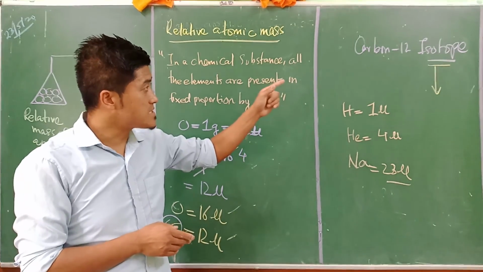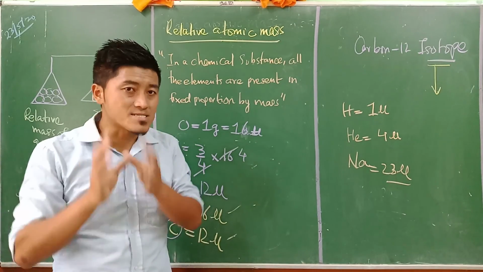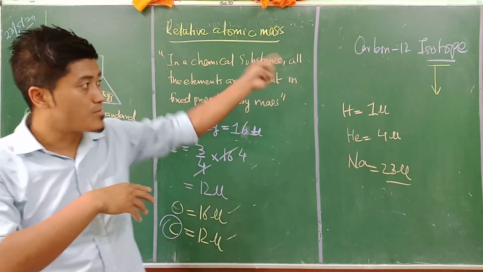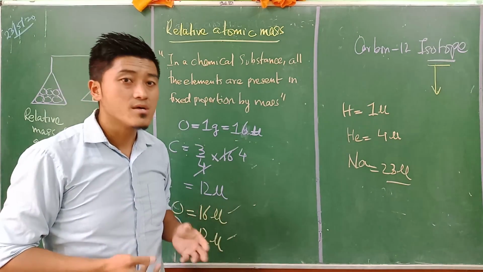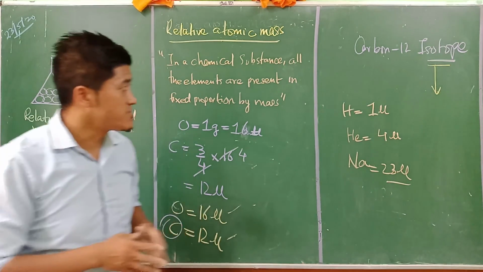The atomic mass is in comparison to, in relation to, the carbon-12 isotope, and that is the relative atomic mass. This is the concept of relative atomic mass.